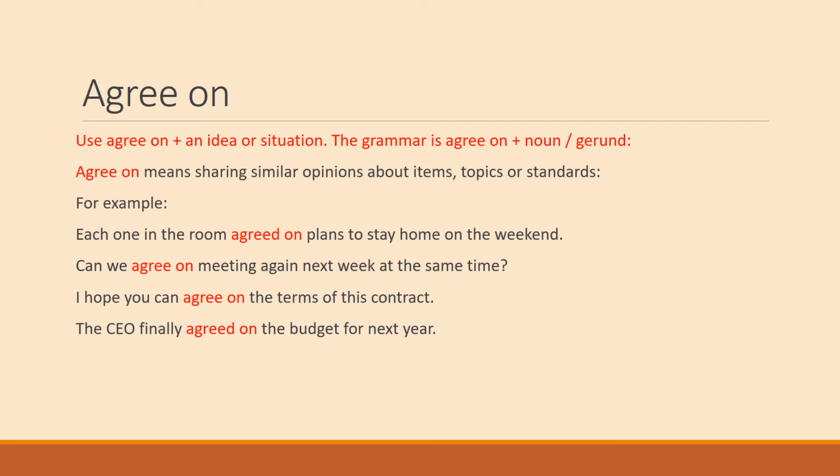You use agree on plus an idea or a situation. The grammar is agree on plus the noun or the gerund. Agree on means that you are sharing similar opinions about items, topics, or standards. For example, each one in the room agreed on plans to stay home on the weekend.